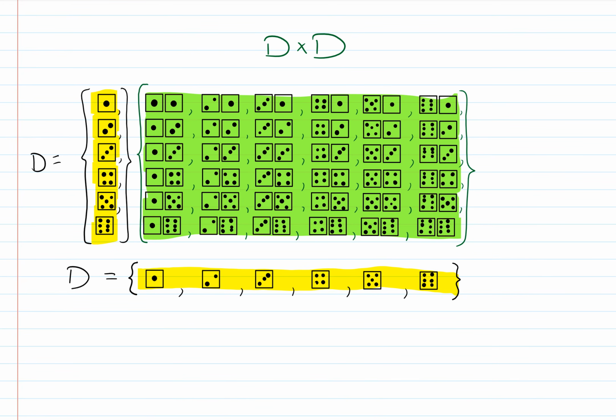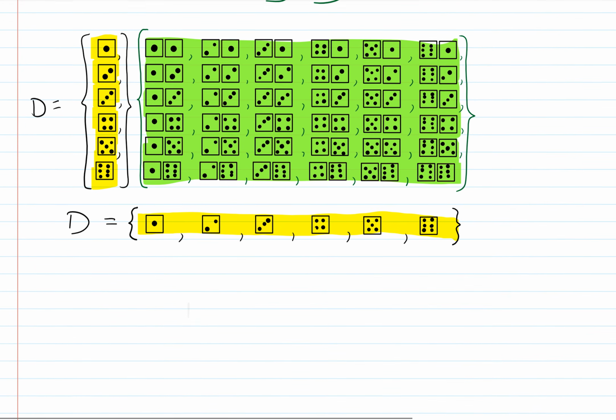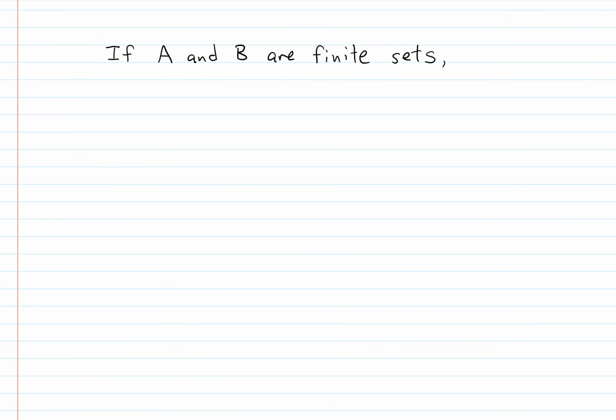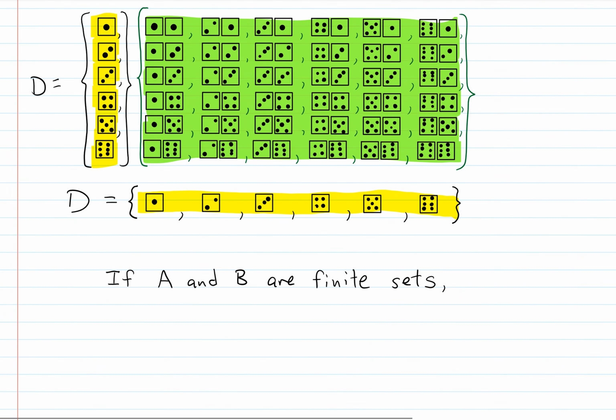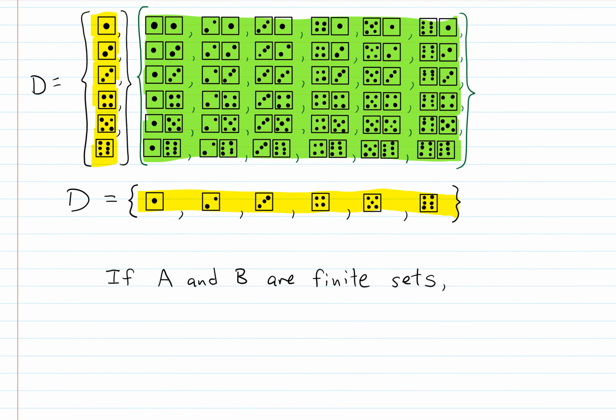Alright, that was a short video, I know that. But that's okay, we'll take them while we can get them. Oh, one other thing before I forget, about the cardinality. This is important. If A and B are finite sets, like here, D is a finite set. There's only 6 elements in D, right?